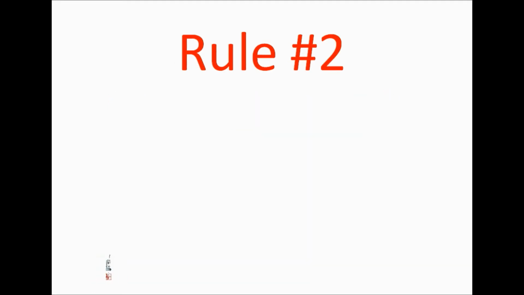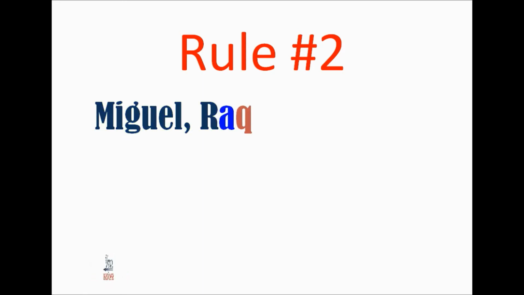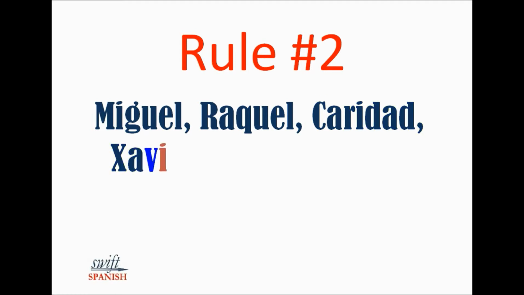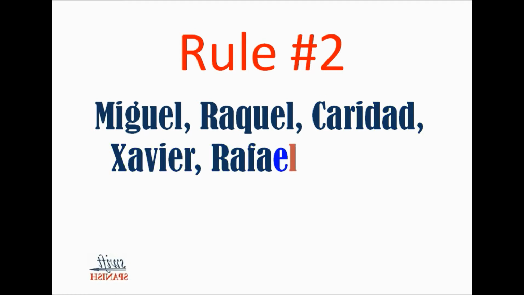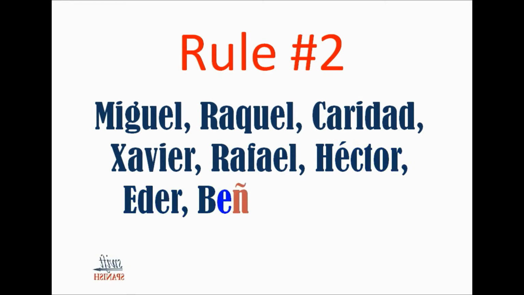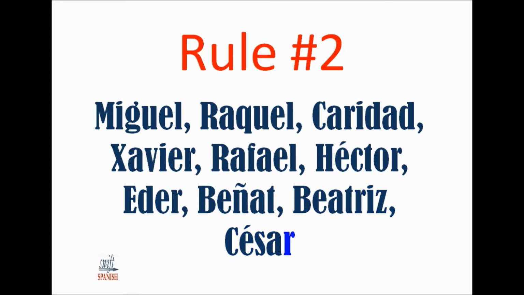Rule number 2. Here are some names ending in other consonants besides N and S. Watch for the rule. Miguel, Raquel, Caridad, Javier, Rafael, Héctor, Eder, Beñat, Beatriz, César.